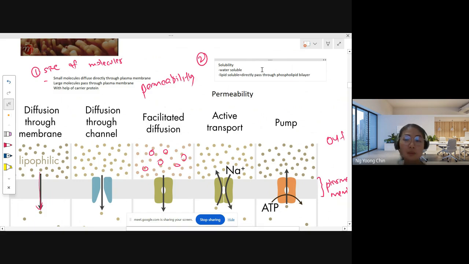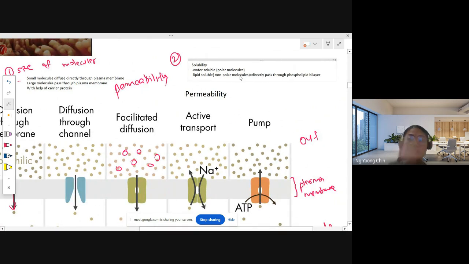How about the water soluble? If the molecule is water soluble, that means it is just like in water, or any kind of glucose, amino acids. They are water soluble, and we call them polar molecules. Lipid soluble molecules are usually called non-polar molecules. You will learn this in future, especially when you go to advanced level of biology. Polar molecules are usually classified as water soluble. Examples are glucose and amino acid.